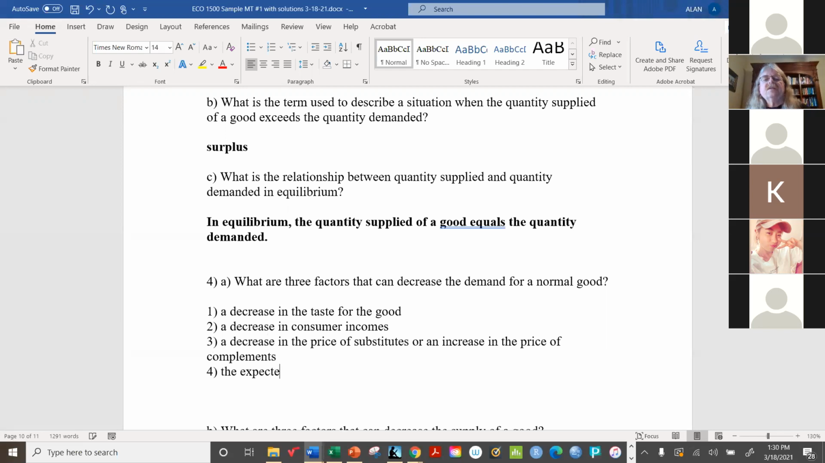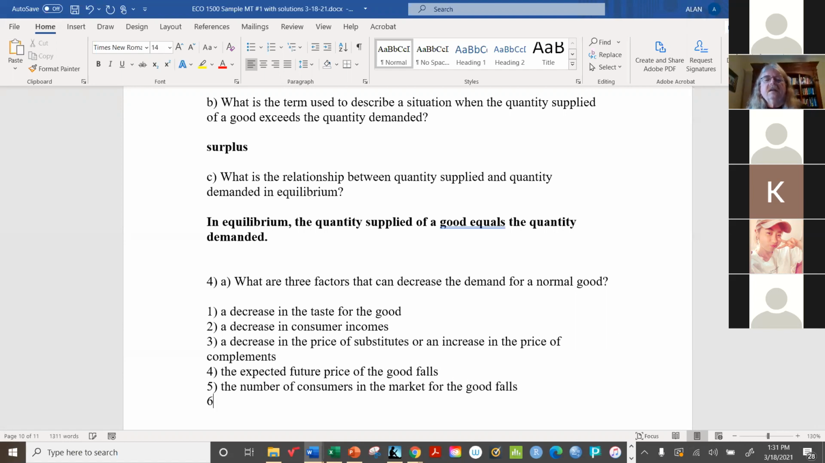The expected future price of the good falls, meaning that we expect it to go on sale, we would therefore hold off from buying it today. The number of consumers in the market for the good falls. Okay. So in other words, in a state or a country where the population is shrinking, then the demand for normal goods should fall because there's fewer people there who want to buy it.